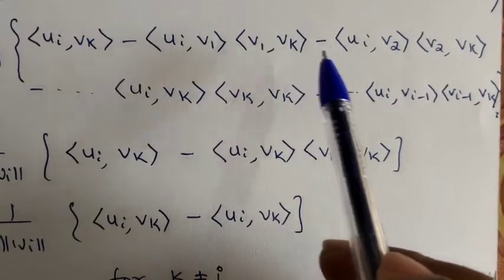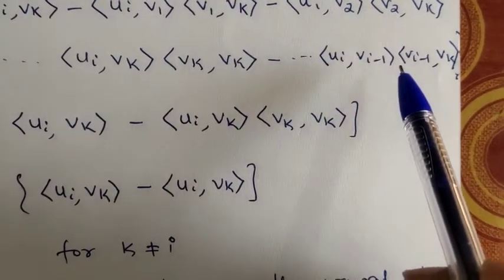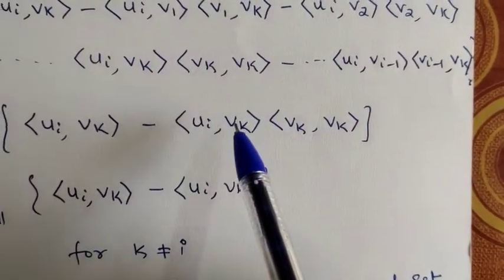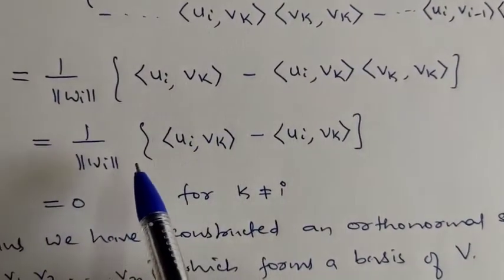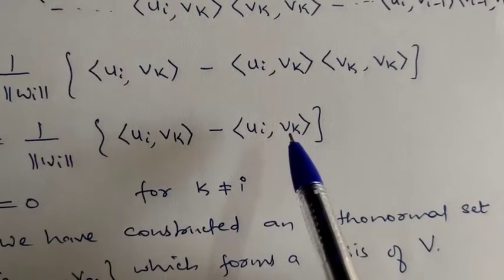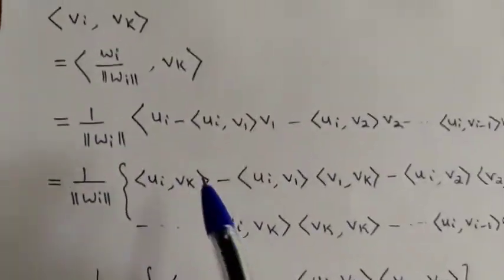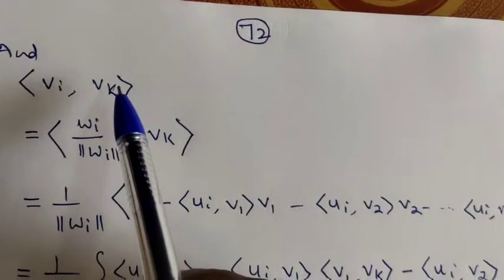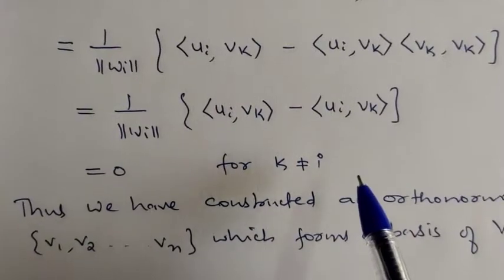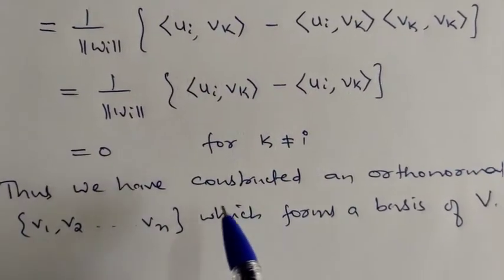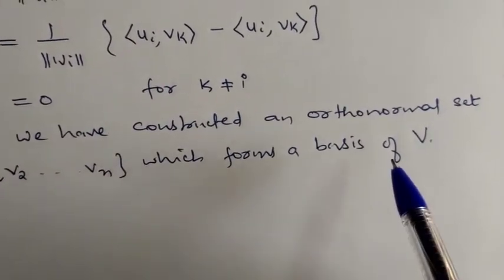Therefore V1 comma Vk, V2 comma Vk, they all become zeros except what? The last element, Vk comma Vk. So this is Ui comma Vk times Vk comma Vk. So this becomes 1 over norm of Wi into Ui comma Vk minus Ui comma Vk. So that is 0 for k not equal to i. You may take Vi comma V1, Vi comma V2, so every element becomes 0 for k not equal to i. Thus, we have constructed an orthonormal set V1, V2, etc. which forms a basis.